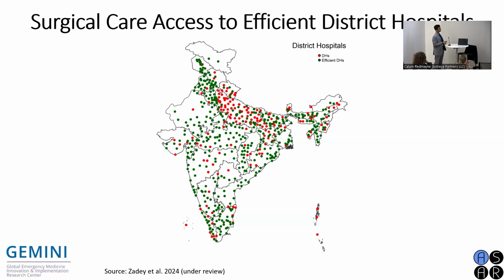And immediately you can see that there are, again, places here. So this is Uttar Pradesh, which is the largest state in India geographically and population-wise, but also has a lot of socioeconomic and developmental issues. You can see that that's the state where you have fewer efficient district hospitals.